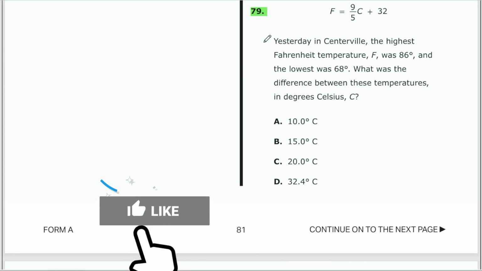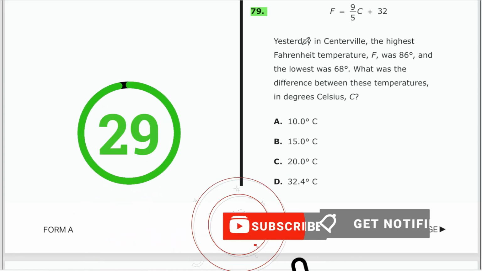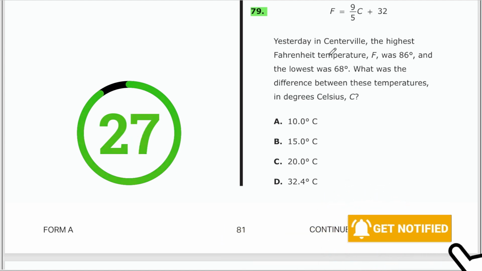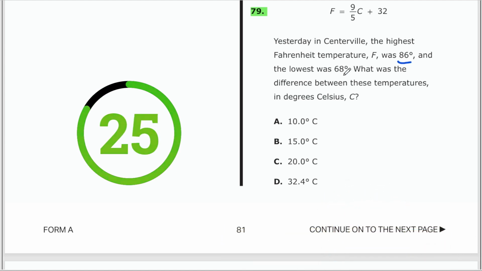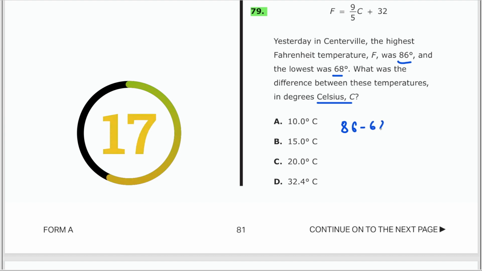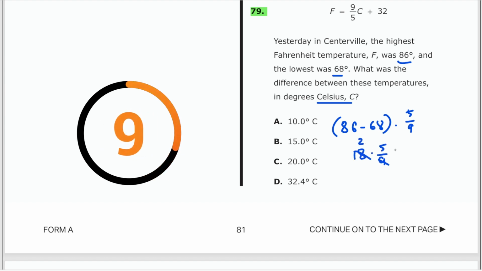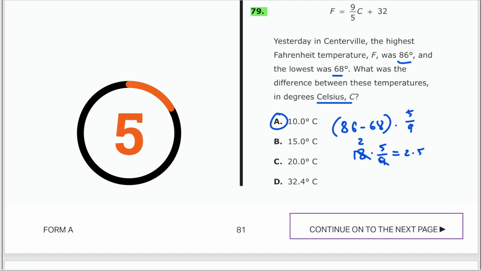So, how can you do this problem in 30 seconds or less? Yesterday in Centerville, the highest Fahrenheit temperature was 86 degrees and the lowest was 68 degrees. What was the difference between these temperatures in Celsius? So you have 86 minus 68, multiply this by 5/9, which is 18 times 5/9. Cancel things out. 2 times 5, and the answer is A.